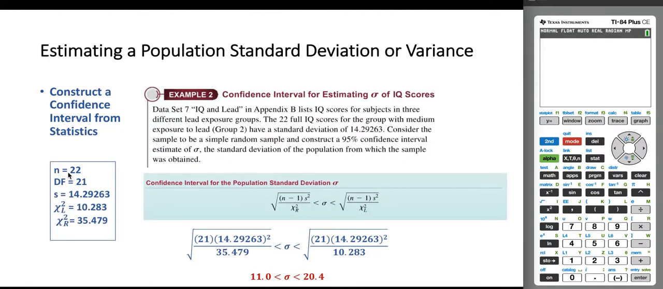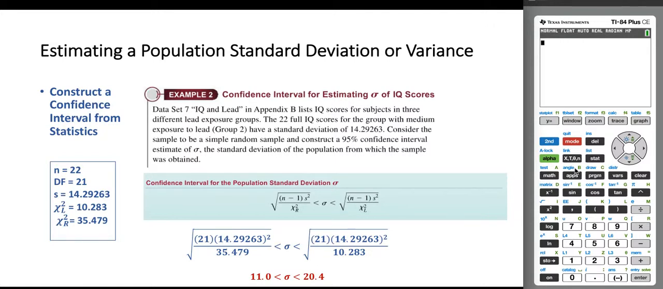So from this example, n is equal to 22, so our degrees of freedom are 21. The sample standard deviation is 14.29263. That's all information that was given to me from the table. So we have the same confidence level, 95% from before, and we have the same degrees of freedom. So remember, the critical values are 35.479, that's the critical value on the right, and 10.283 is the critical value on the left. And I'm simply going to plug those in the formula.